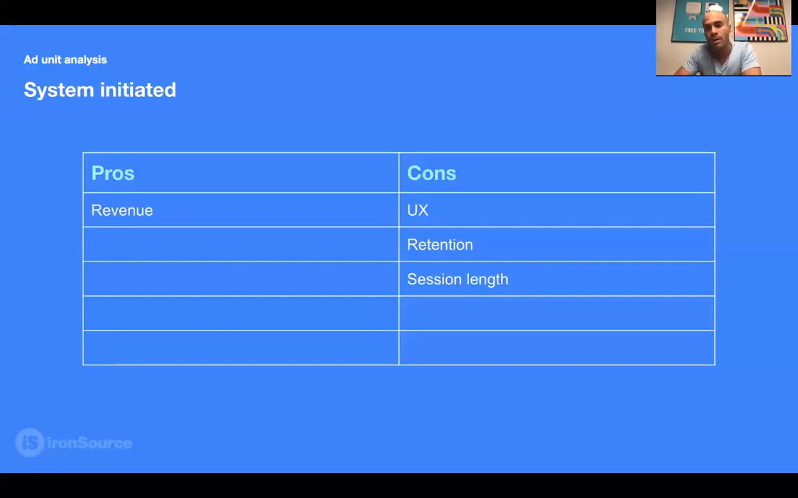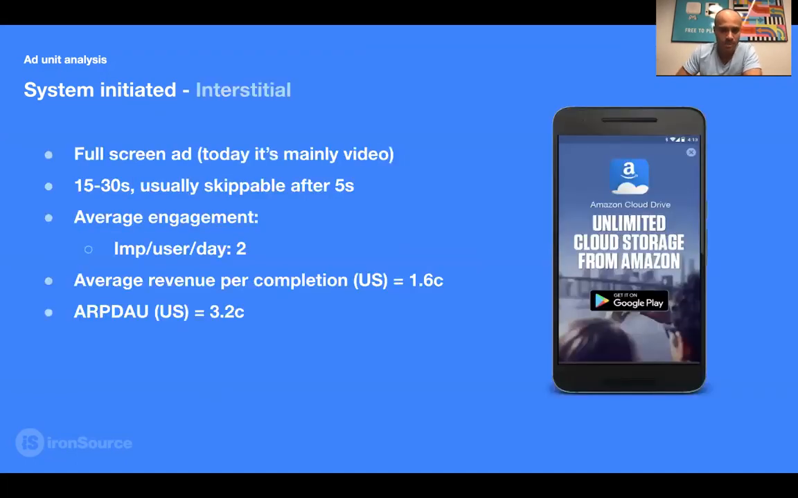And the cons and disadvantages in this case are that the UX is not as good. Again, it depends on how you implement it, and we will touch on it. If you are doing it in a smart way, the UX might stay as good as without ads. But you can potentially hurt your retention and session length, because again, you are forcing ads on the user and not allowing the user to choose whether and when to watch an ad. The most common ad unit in the system-initiated family is interstitial, of course.